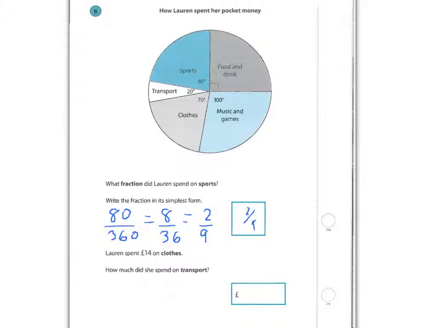Now the next question says, Lauren spent £14 on clothes, so how much did she spend on transport? Well, I know then that 70 degrees is equivalent to £14 spent. Now, how can I then use that to work out how much is spent on transport? Well, if I were to divide both those numbers by 7, that would tell me that 10 degrees is equal to £2. So I look then at the size of the piece of pie chart for transport, which is 20 degrees, so that must be £4.